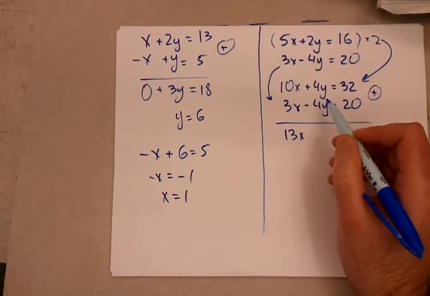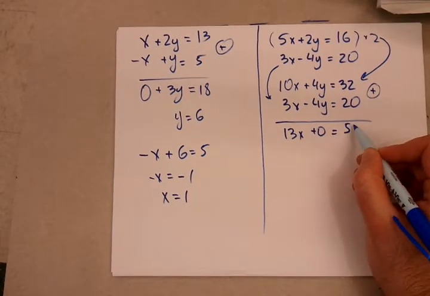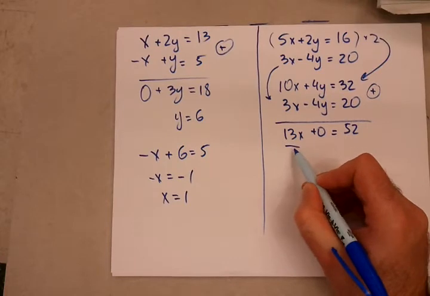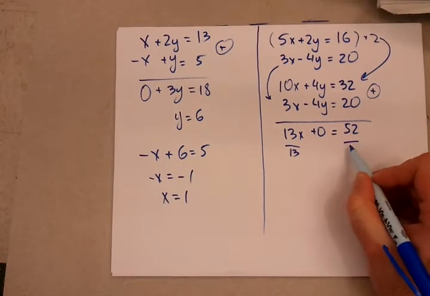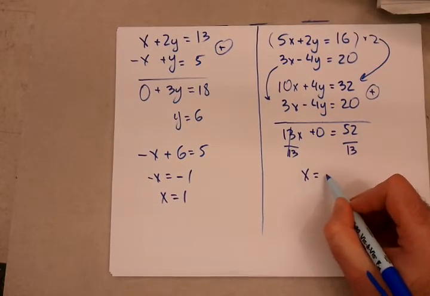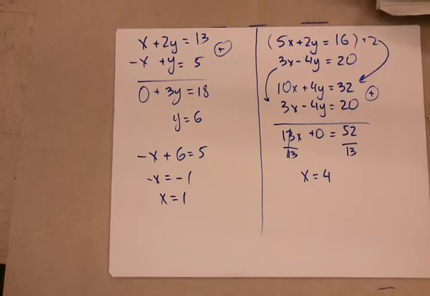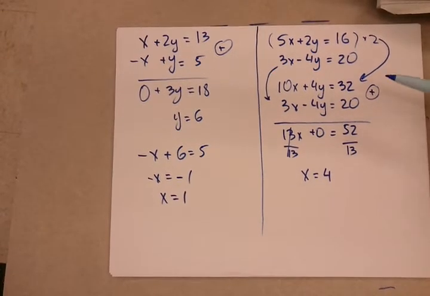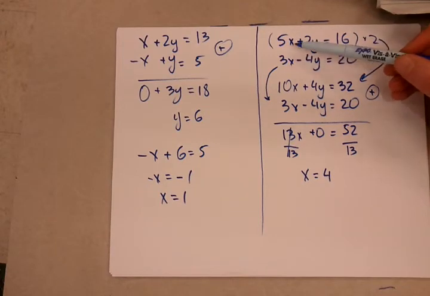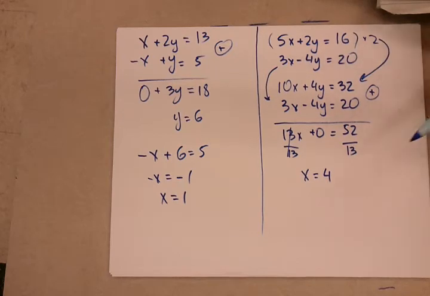13x, and 4y plus a negative 4y, that's gone. Also 52. Now to get rid of the 13, I would divide both sides by 13, and x equals 4. Now of course that's not the end. All I would need to do would be to substitute this x into one of the two original equations, doesn't matter which, to get my y, and then I would have a complete answer.